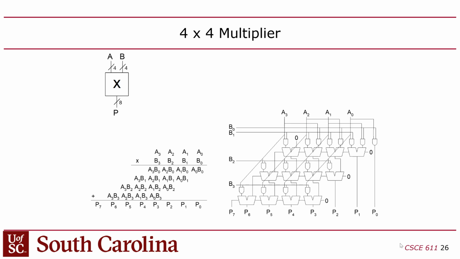Okay, so what about speeding up the multiplier? Well, the nice thing about multipliers is you can do this in parallel. And so the idea is that you have A, which is your multiplicand, and B is your multiplier.